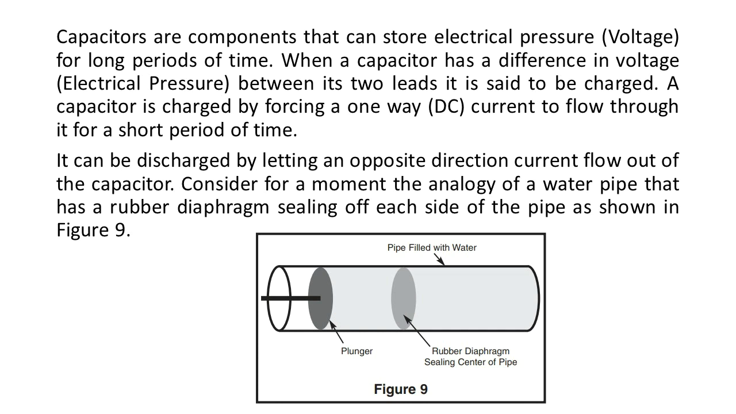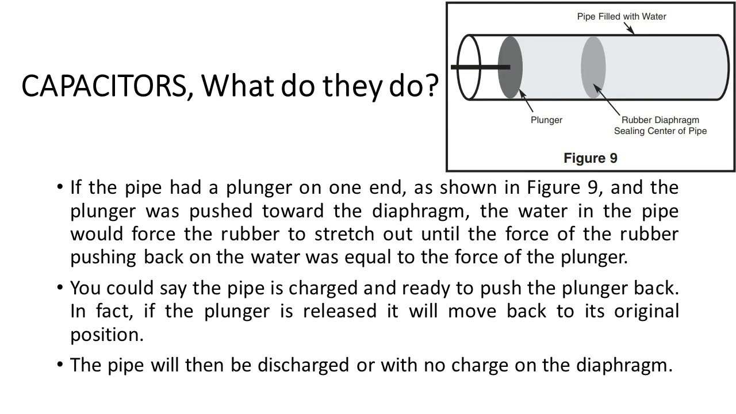Consider for a moment the analogy of a water pipe that has a rubber diaphragm sealing off each side of the pipe as shown in figure 9. If the pipe had a plunger on one end, and the plunger was pushed toward the diaphragm, the water in the pipe would force the rubber to stretch out until the force of the rubber pushing back on the water was equal to the force of the plunger. You could say the pipe is charged and ready to push the plunger back. In fact, if the plunger is released, it will move back to its original position. The pipe will then be discharged, or with no charge on the diaphragm.